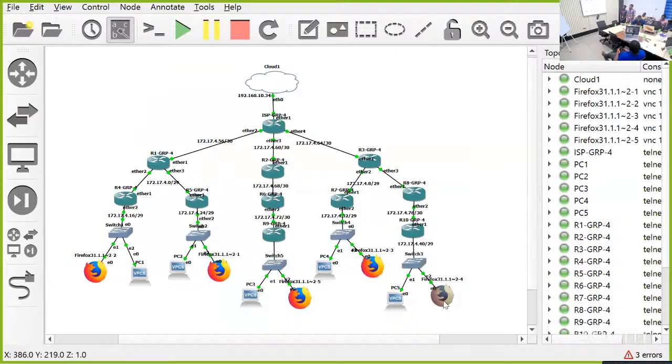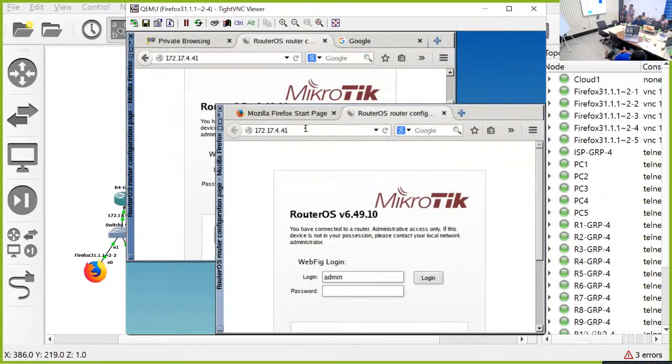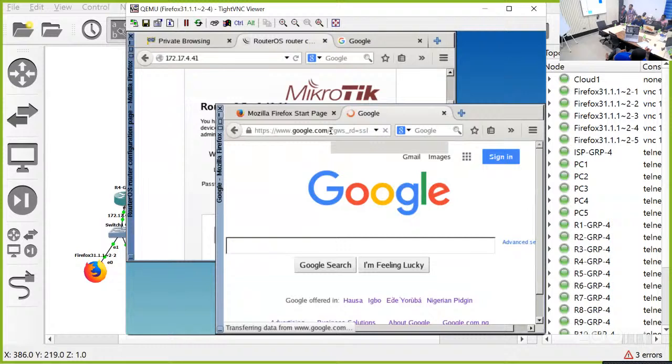Is it going out to the internet? That's the next check. Yes. Google.com. Google.com is responding. Okay, internet is working. So let's now do some things and see.